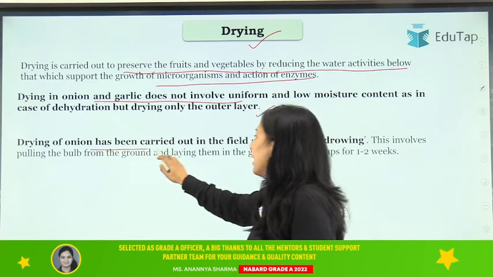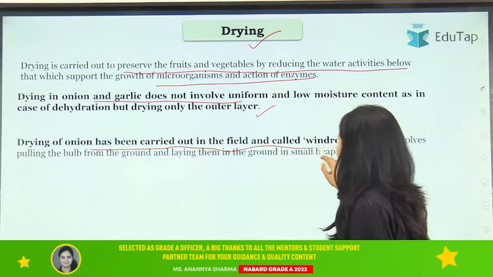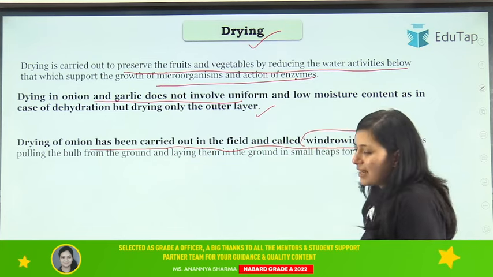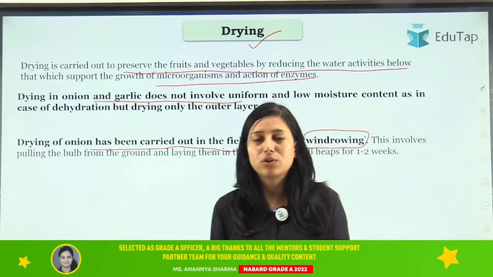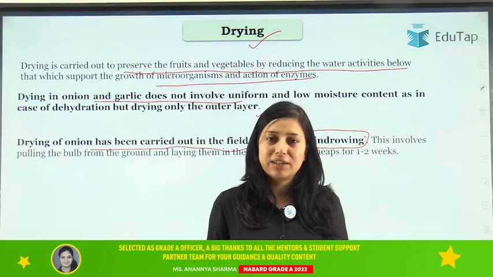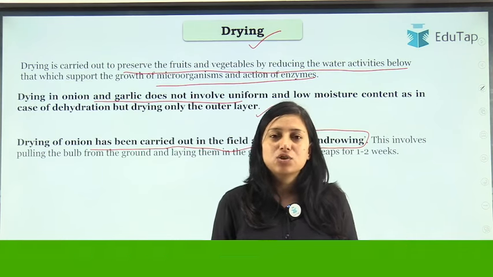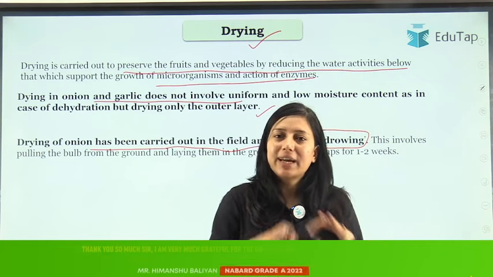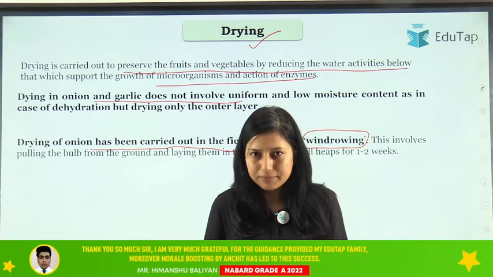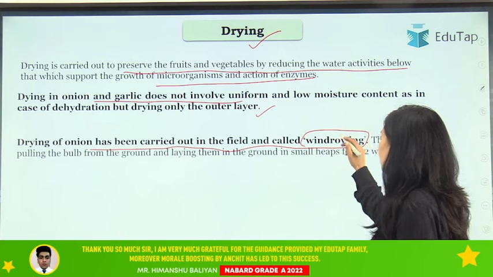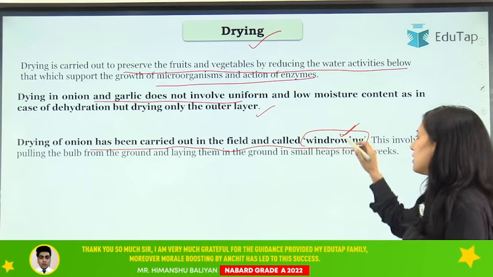And drying of onion carried out in the field is called windrowing. Basically, if you have got a chance to see an onion field during harvesting, the onions are harvested and kept in the field for drying, and this process is known as windrowing. Clear? So this is windrowing.